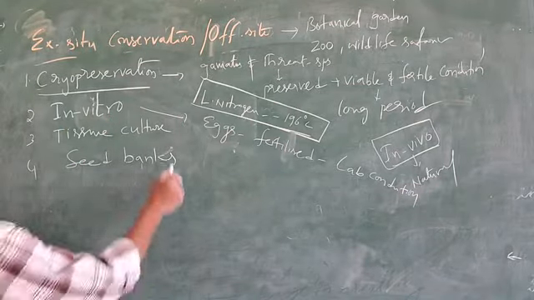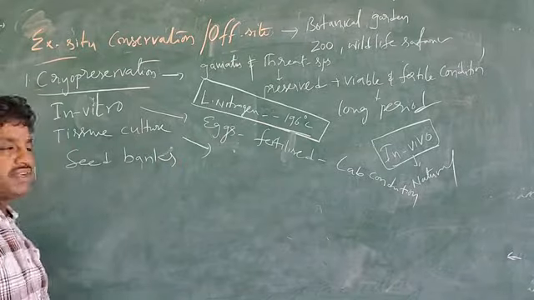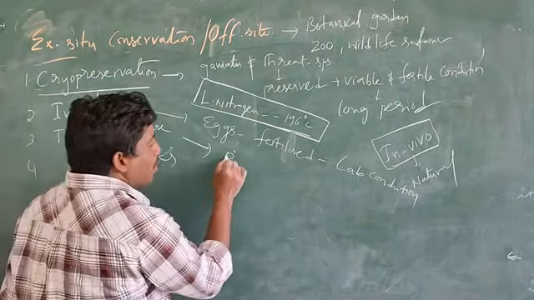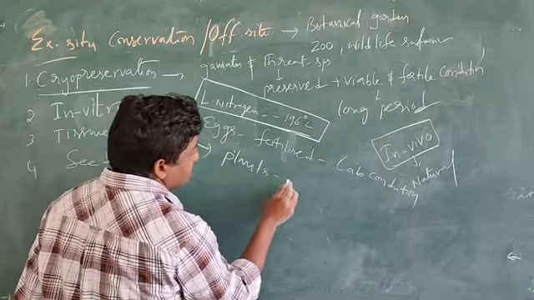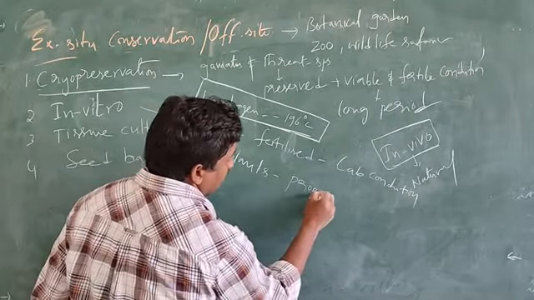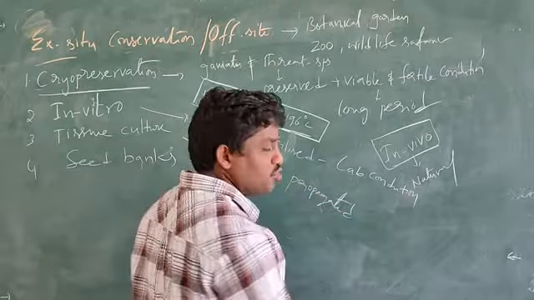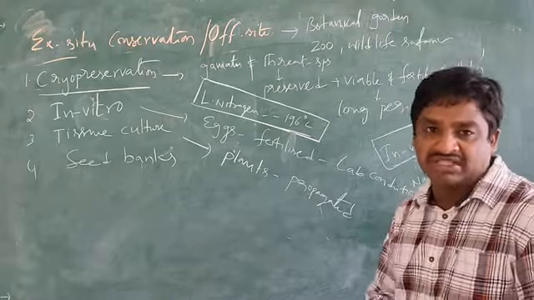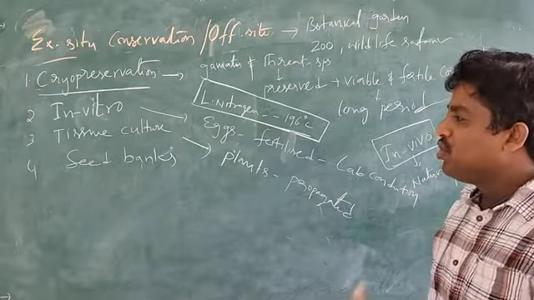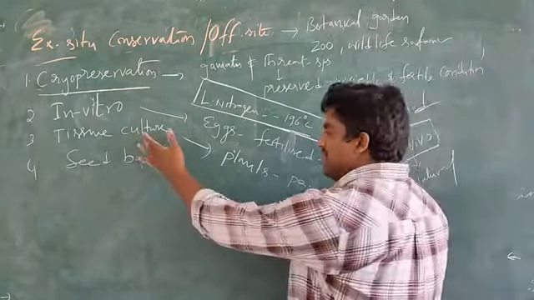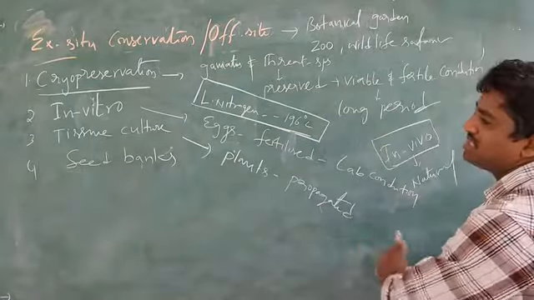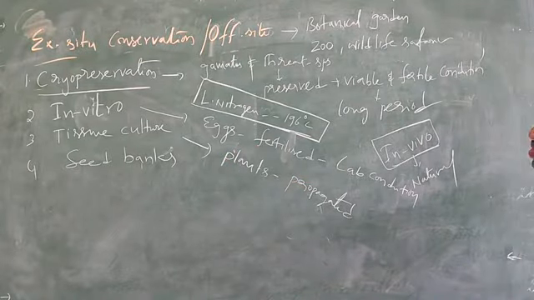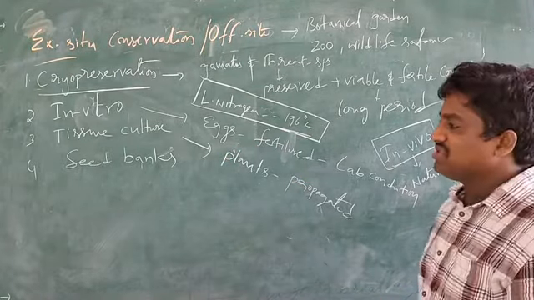Next, fourth one, tissue culture. Plants can be propagated by using the method we call the tissue culture method. Nowadays, so many hybrid varieties can be produced from this tissue culture method. So these are also one of the ex situ conservation methods.